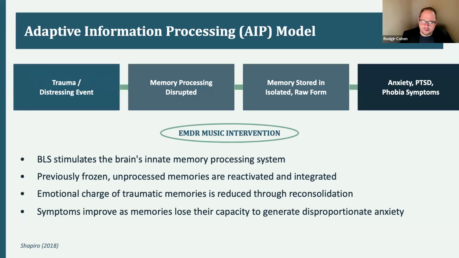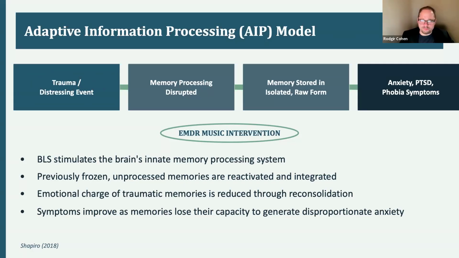So in this section we want to look at AIP. It's the theoretical backbone of EMDR therapy. It's an extension of it that makes EMDR music work. Shapiro proposed it in 1989 and has refined it extensively since then. The core idea is elegant.